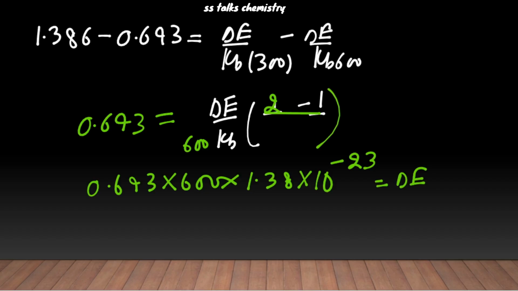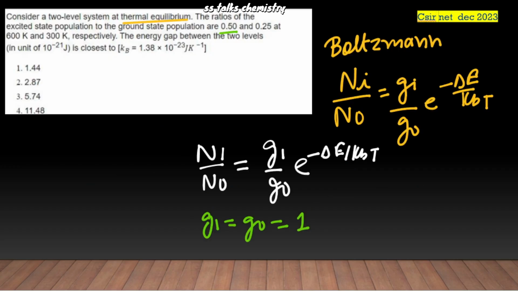Okay, just solve this and get your answer. So now 0.693 into 600 into 1.38, we get the value as 573.804 into 10 to the power of minus 23. Now you see, I have to find this answer in the units of 10 to the power of minus 21.